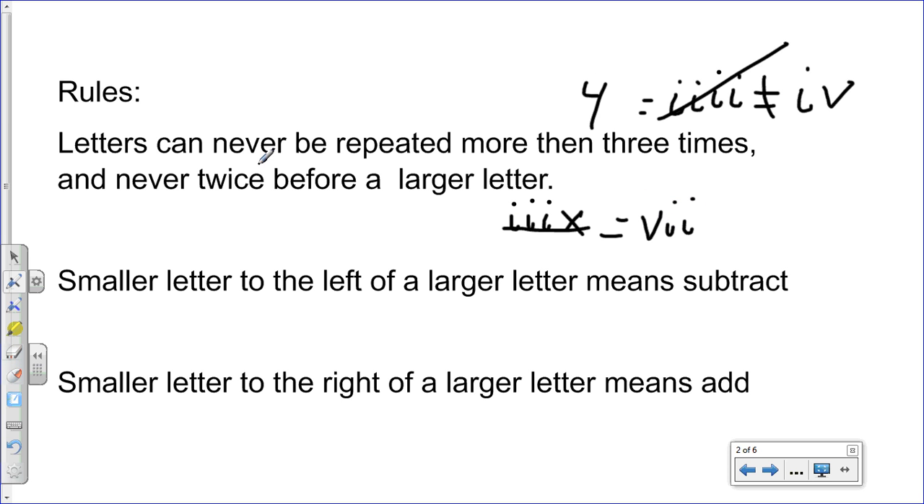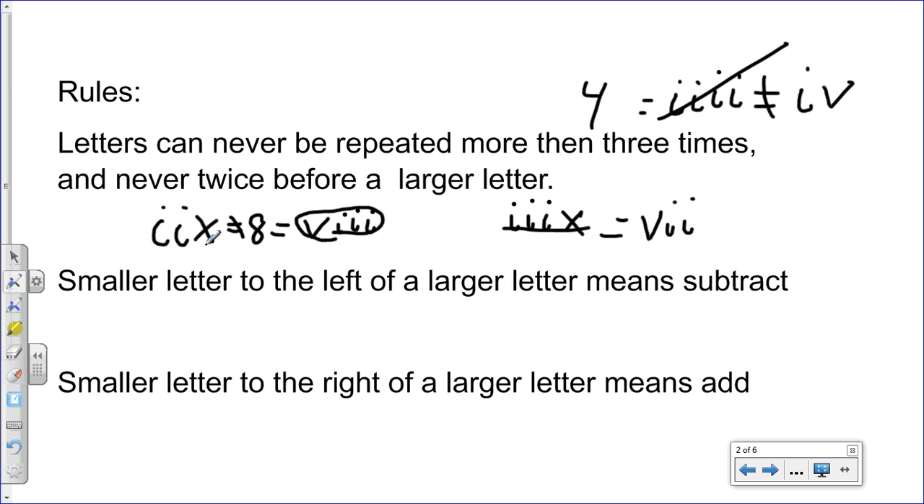Same thing if I wanted to do 8. It can never be written twice before. I can't get 8 as 10 minus 1 minus 1. That does not equal 8. To get 8, I've got to go back to 5, which is V, and then I. I can have 3 of them, but I can't have more than 3, and I can never have 2 or more before a number. I can only have 1 of them before a number, and we'll get to the subtraction in the next slide.